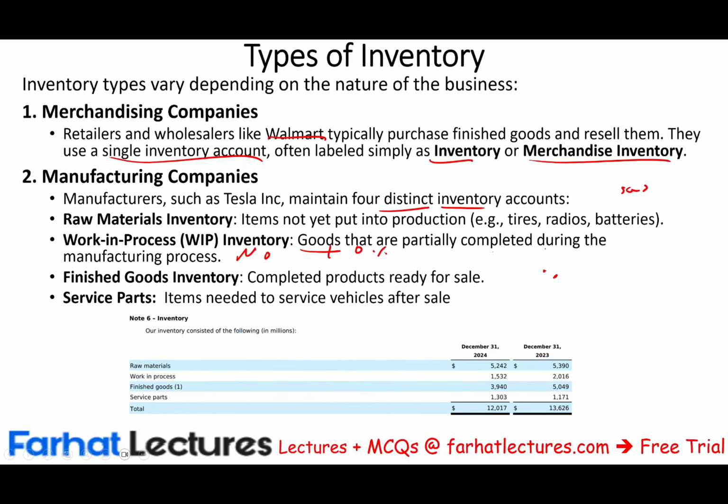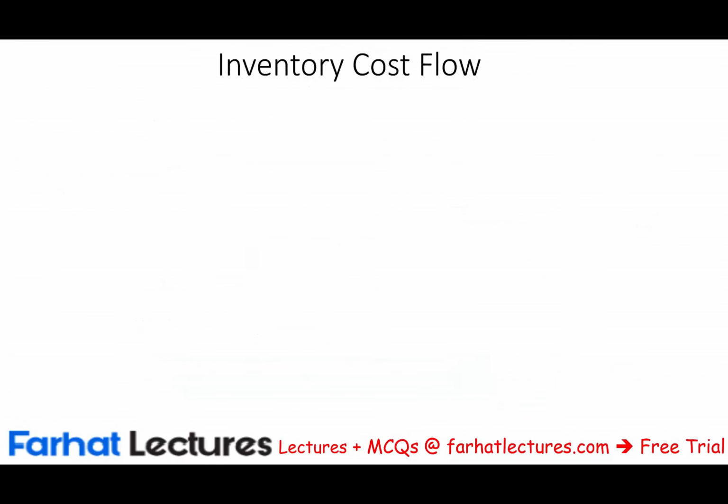So let me show you how Tesla would look in the real world as an example. They would have raw inventory, work in process, finished goods, and service parts. And there's more information about finished goods. You can go to note 1 in inventory and see it, but we're not going to dive that much into it. The next thing I want to discuss with you is how inventory flows within the company's system.